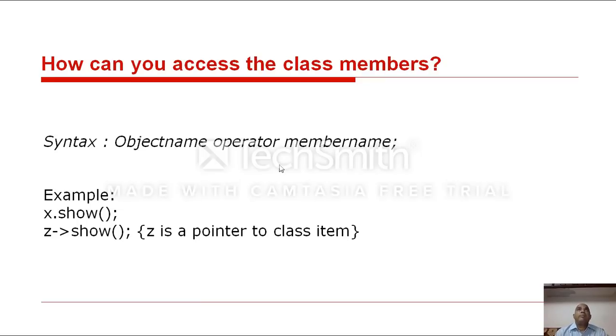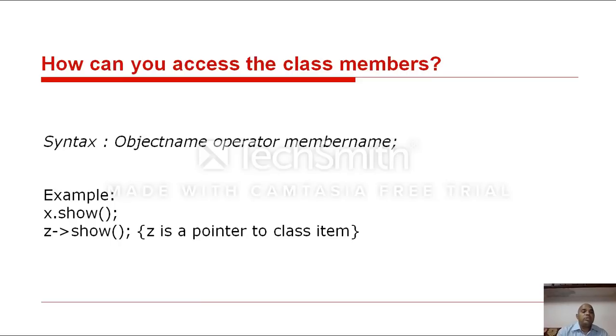The object name, operator, member name. Yesterday we discussed an example, x dot show, where x is an object of the class and show is a member function of the class. This is used in the main function as x dot show. It calls the show function, which executes its statements one by one. After execution of the show function, the control returns back.